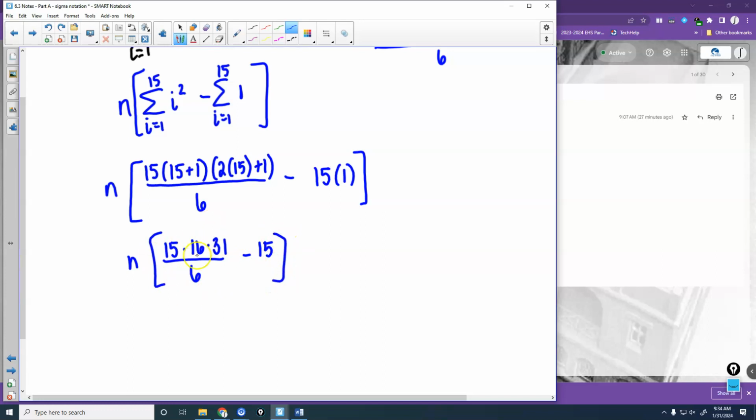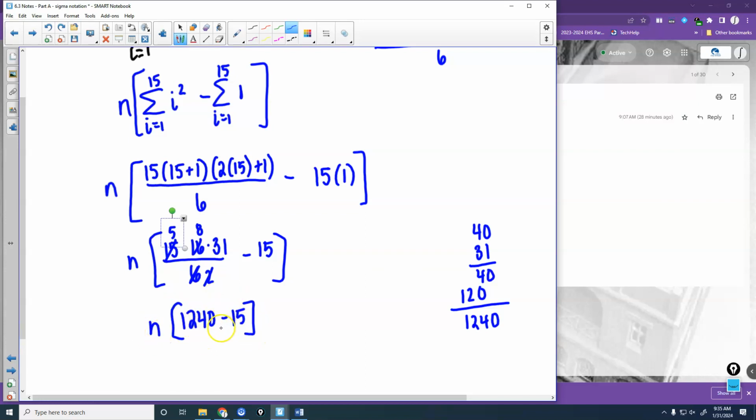And let's see, I could reduce this 6 with that 15. 3 goes into both of those, so that'd be 5, and that would be 2 if we do that. So then we got to do 5 times 16 is 80. Let's do that. So now we got 5 times 8, which is 40. We got to do 40 times 31. Okay, so we got 1240 minus 15 times n, which is going to be 1225 n.